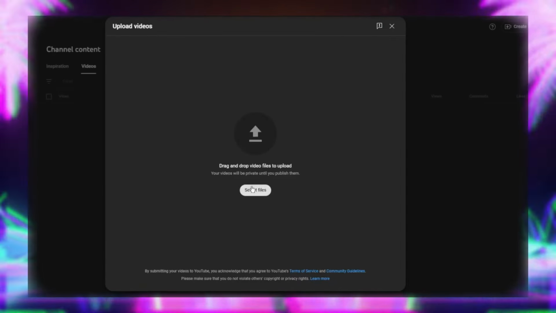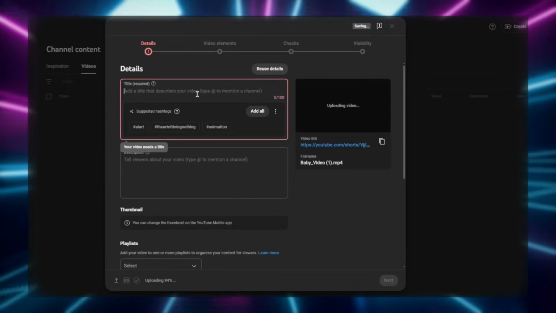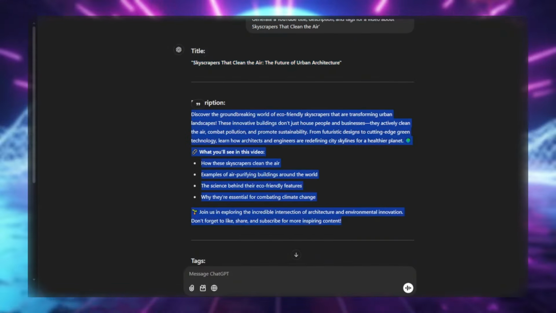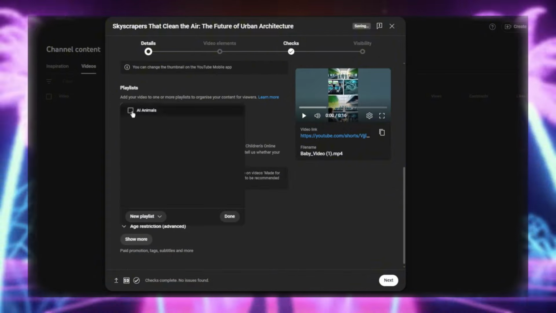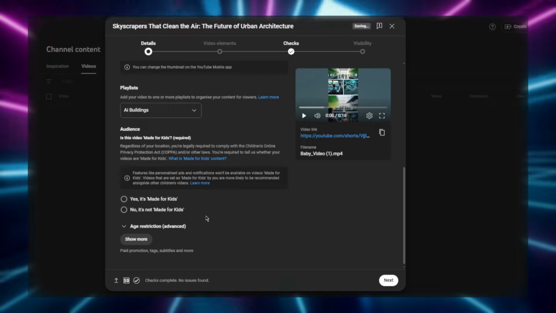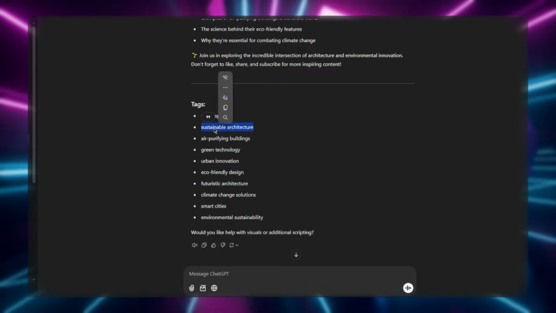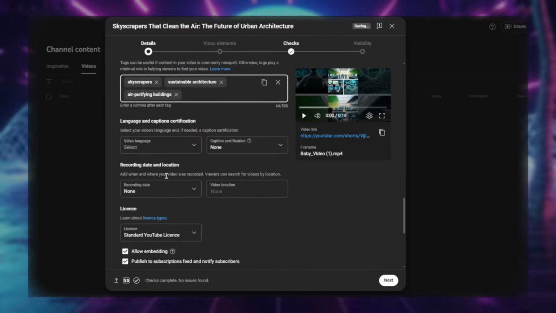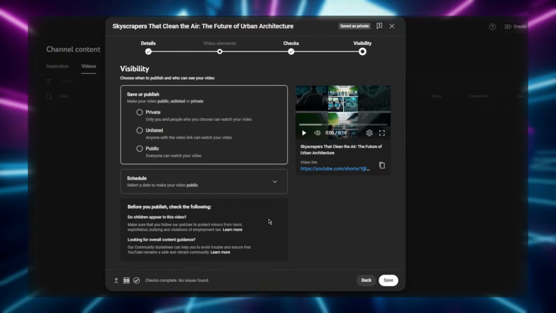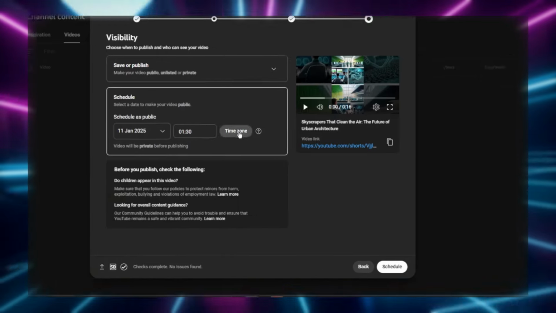Use YouTube Studio to upload your video, add your metadata, and either publish it immediately or schedule it for later.